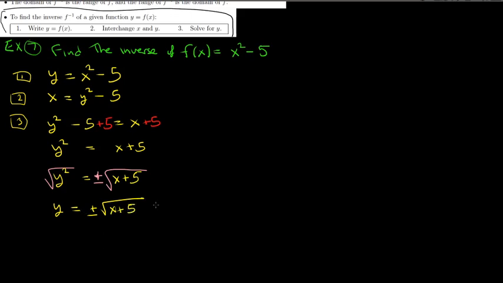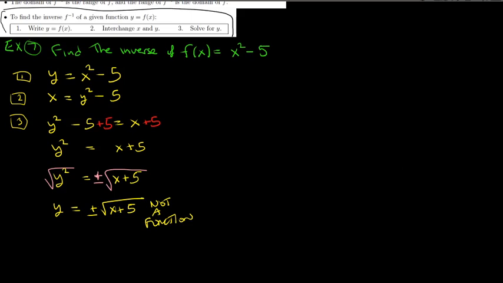But hang on, that's not a function. This is not a function. Why? Remember what a function is. A function is something that you can write f of x for, or in this case, f inverse of x, but we can't do that here because it's not a function. Remember, a function is every x has only one y.